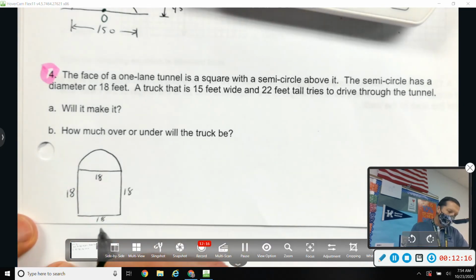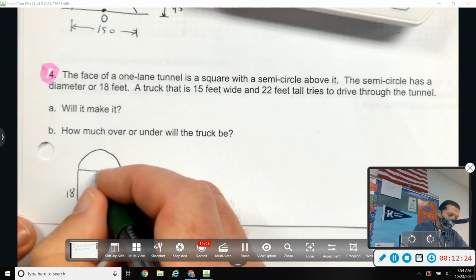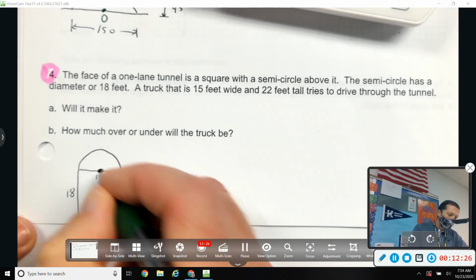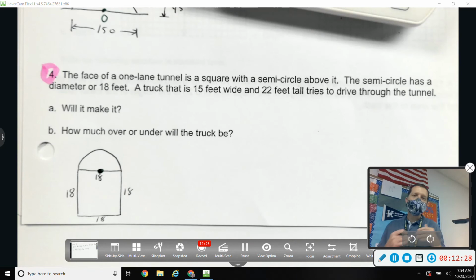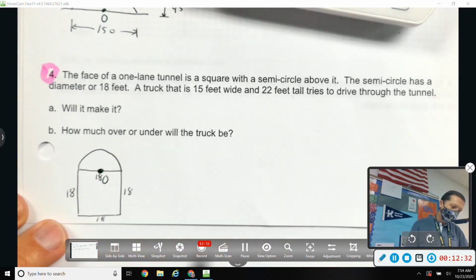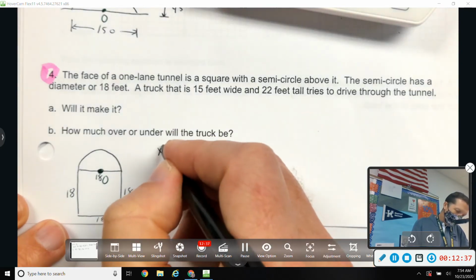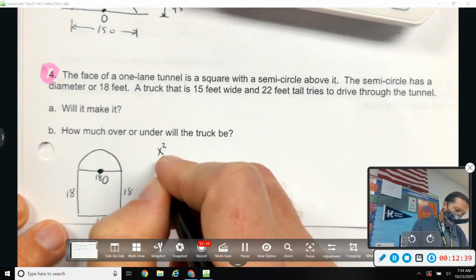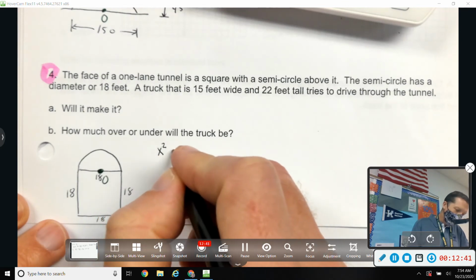Let's put the origin, again, you have options. You could put the origin down here, and then your height would be the y value, but I want to put the origin right here, and then I'll have to adjust for the height after that. But I think this is going to be the easier way to go. So that makes my circle equation pretty easy.